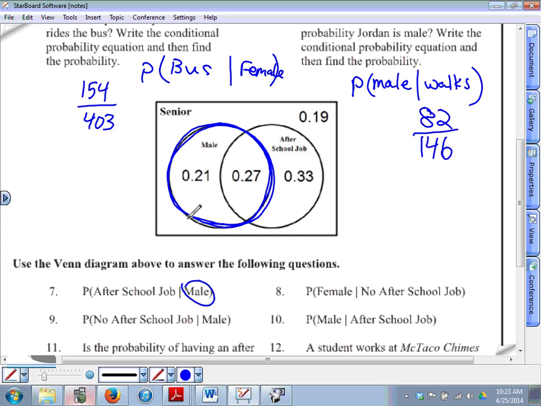So it'd be 21. What's the sum here? Well, here's 27, but together, maybe 48. So it's out of 0.48. And of those 0.48 or the 48%, what percentage are male? So the question is, they have an after-school job if they're male. Of these males, how many of them have an after-school job? 0.27. Or you could just do 27 out of 48 and not use the decimals. It would be the same.